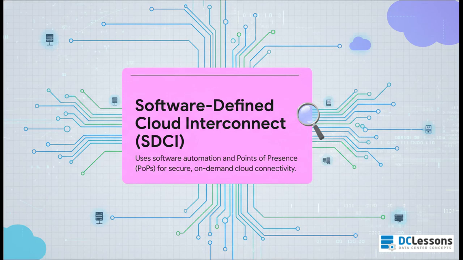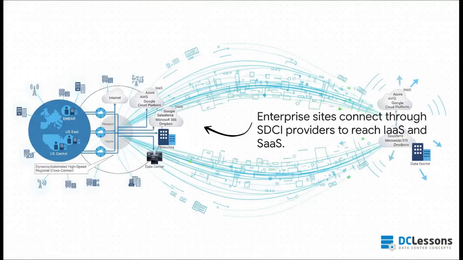Okay, now let's sprinkle in some of that software-defined magic. SDCI takes that private highway idea and just supercharges it with automation. Instead of being stuck with these static physical links, SDCI providers have a whole global network of points of presence, or POPs. So now, using software, you can spin up secure, on-demand connections from your sites to these POPs, and from there to basically any cloud you want. This creates this incredibly flexible, programmable foundation, we call it the network underlay, that brings that cloud-like agility to your actual network pipes.